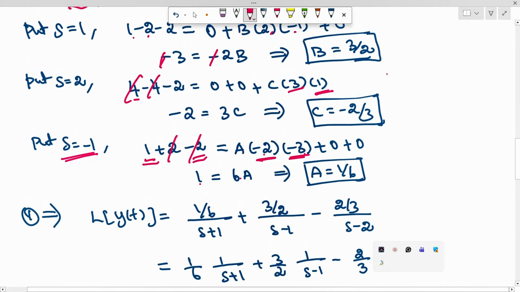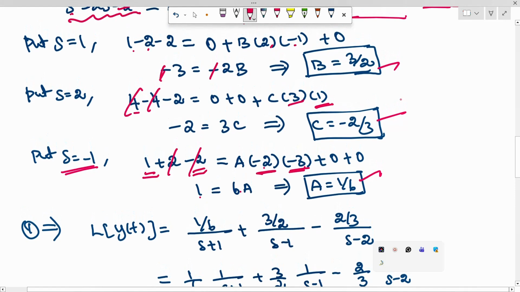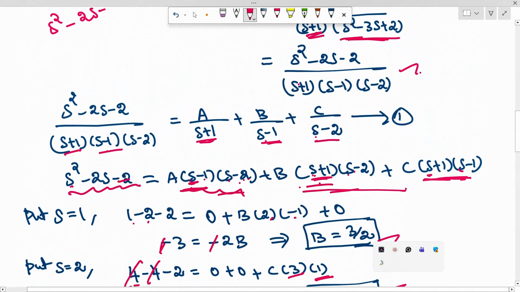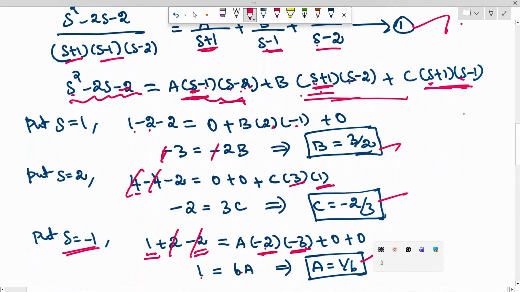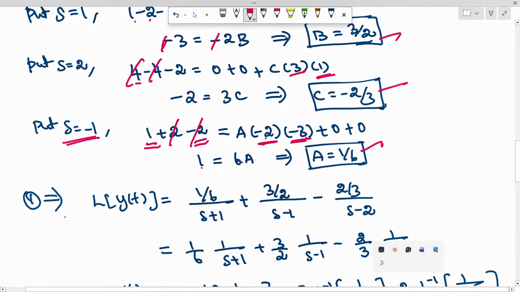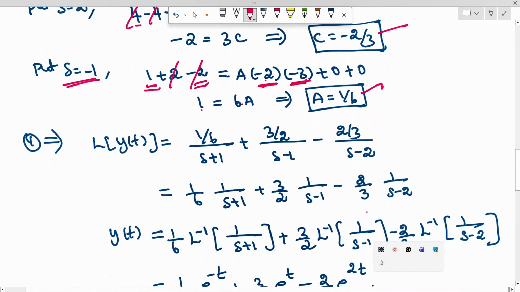Now, we are getting a, b and c values. Now, substitute these three values in equation 1. Okay. The equation 1 becomes L of y of t equal to a by s plus 1. Okay, general equation is a by s plus 1. The value of a is 1 by 6 written here, plus b by s minus 1. b is 3 by 2. Plus c by s minus 2. Here value of c is minus 2 by 3, that is minus 2 by 3 divided by s minus 2.